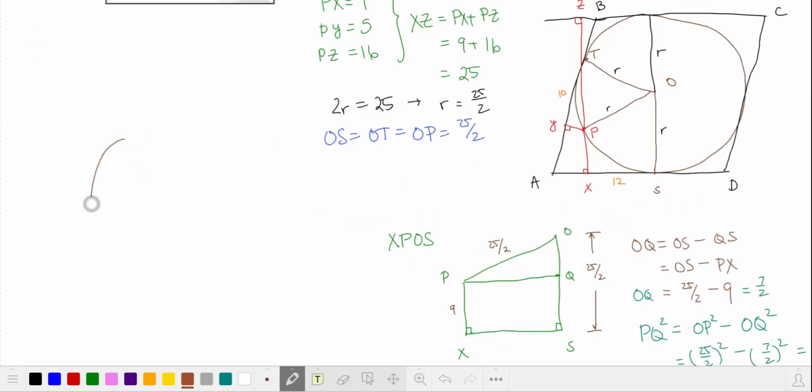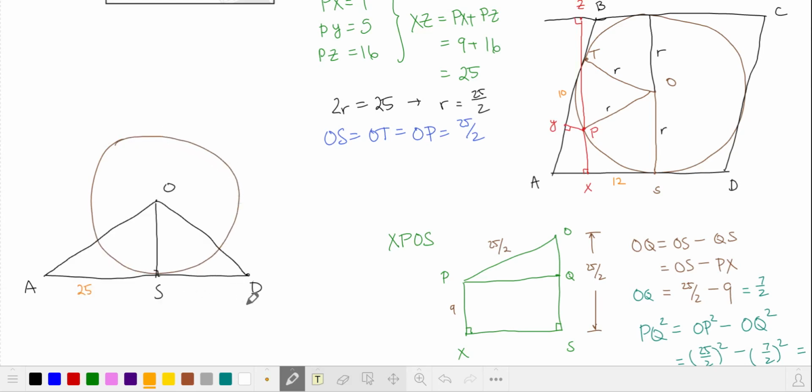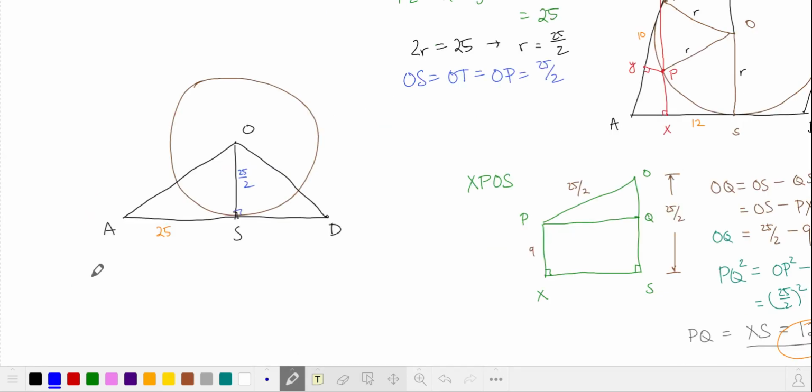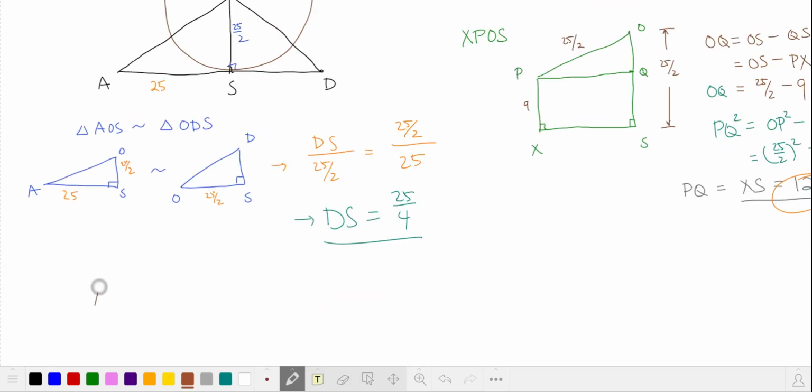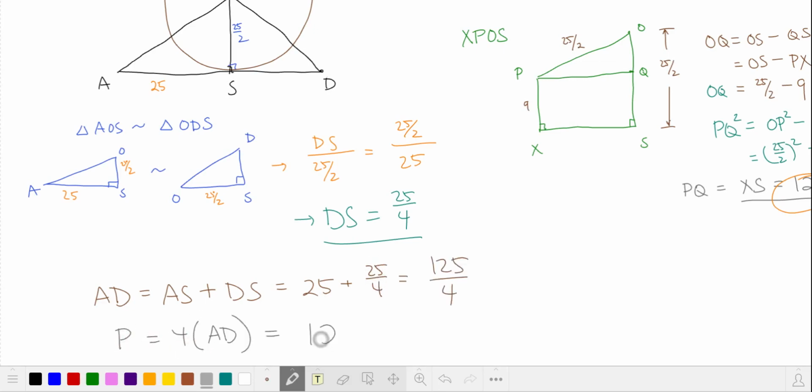Let's return to the diagram and draw another simplified version. Since we have AS now, all that's left is to find SD. But these two triangles are similar, triangle AOS and triangle ODS. We'll fill in these lengths and solve for DS. This means DS is equal to 25 over 4. Now we have a side length that's 25 plus 25 over 4, and our perimeter is just 4 times that. And our answer is 125.